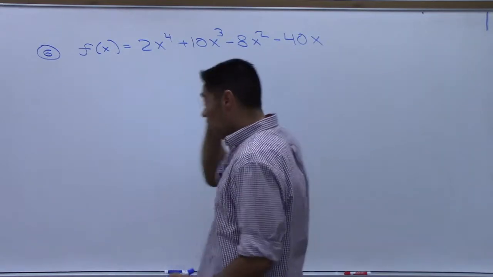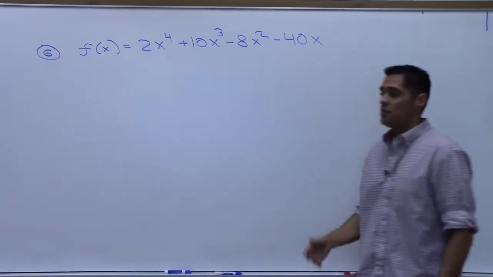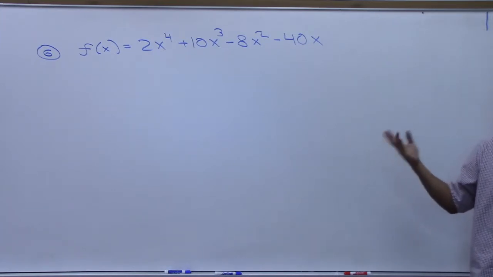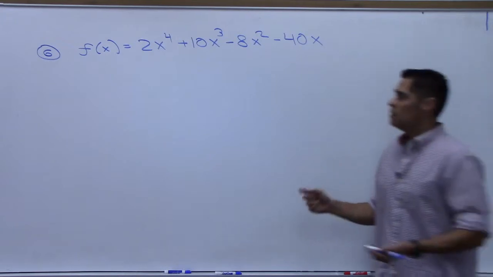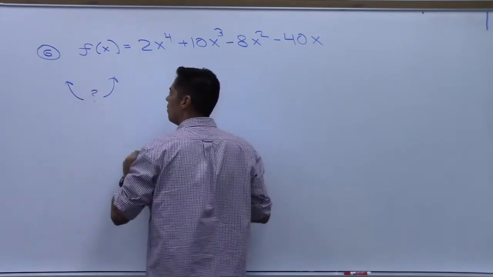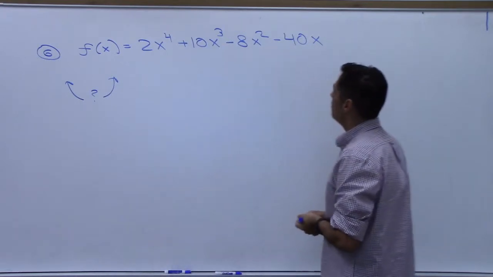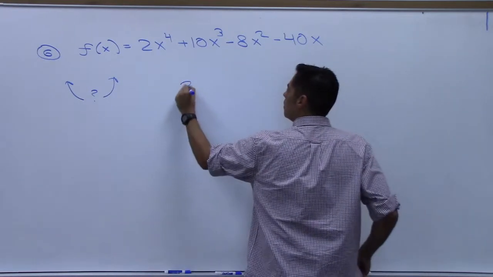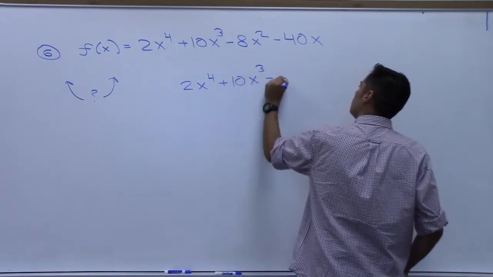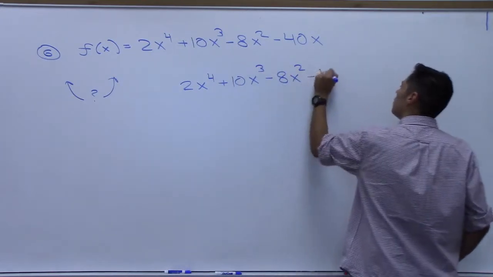All right, so for this one, we start off by trying to determine the left and right behavior. The degree of this is 4. Leading coefficient is 2, so it goes up, up again. In the middle, we don't know. And now we try to find the x-intercepts, so we set this equal to 0. What would be the first step to trying to solve this?